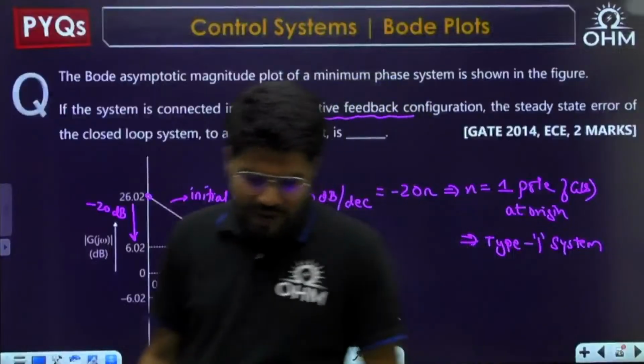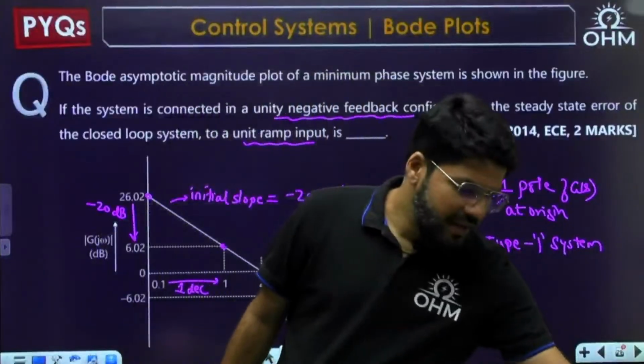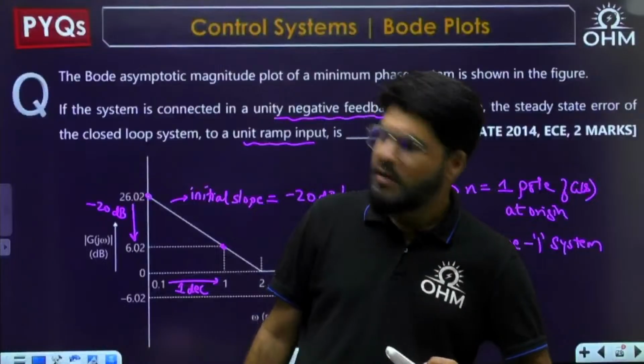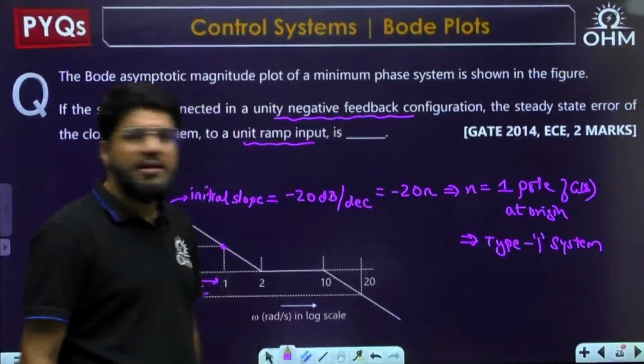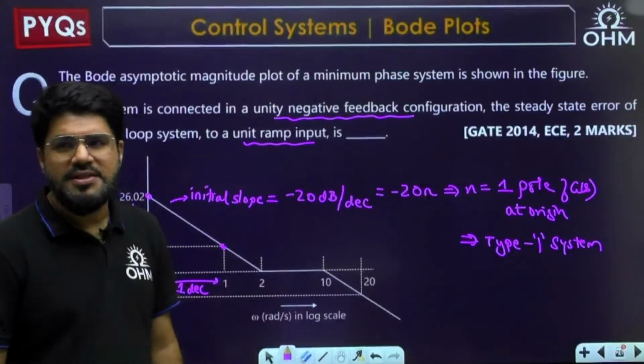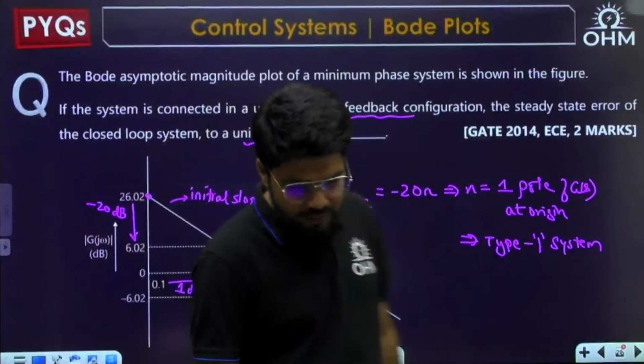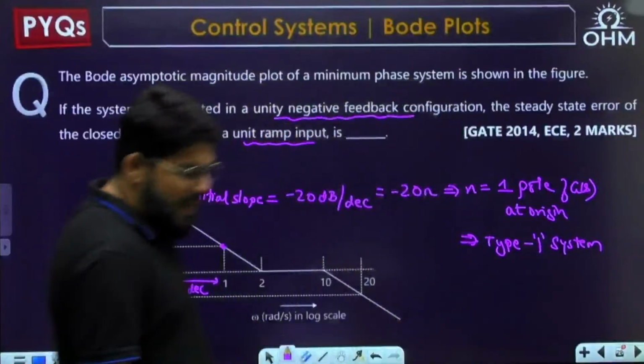If it is unity feedback, then the n will also tell you the type of the system. So n equal to 1 means it is type 1. Okay, good to know that, Hemant, you are enjoying and learning. Okay, it is a type 1 system, fine.